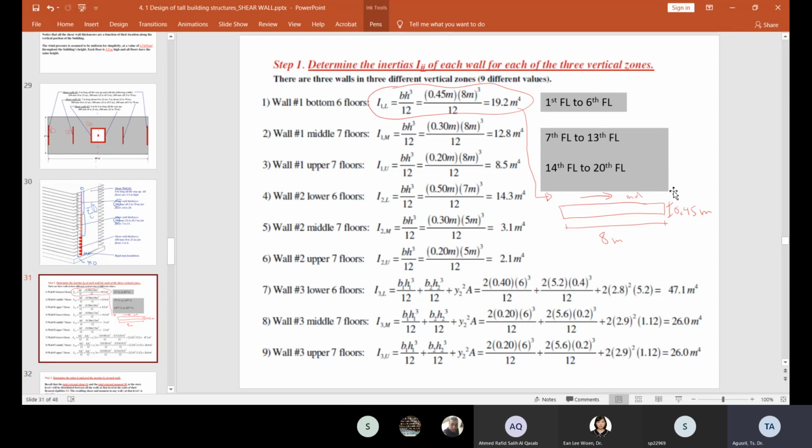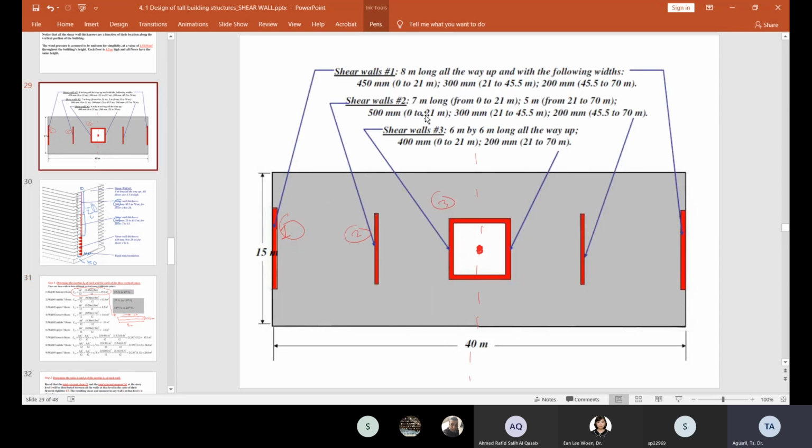So you can see here we have the different I values, and this one is for wall number 1. Okay, so how about wall number 2? For wall number 2, you can see in this explanation.